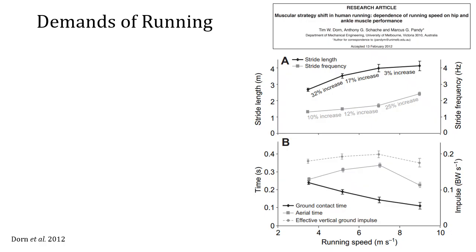And then in the time graph that we see on the bottom, where we're looking at the ground contact time, the black line, we can see, as I alluded to, there's almost like a linear decrease in how long the foot is on the ground. But there's also an aerial time that continues to increase up to that 7 meters per second. The effective vertical ground impulse, how much force they're putting down into the ground, again, continues to increase up to your 7 meters per second and then somewhat tapers off.